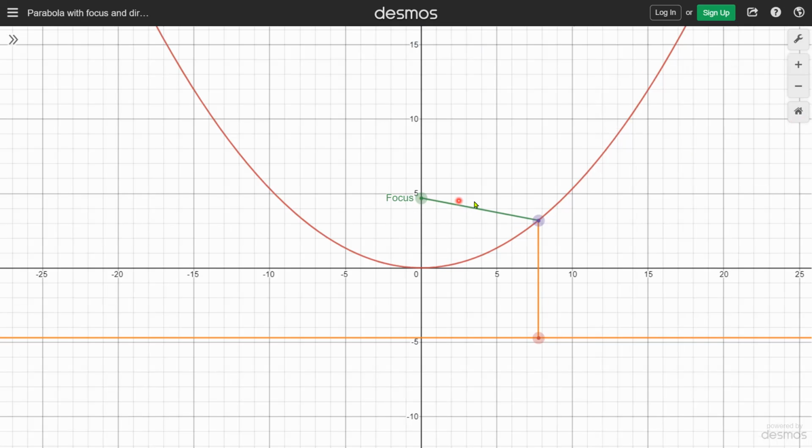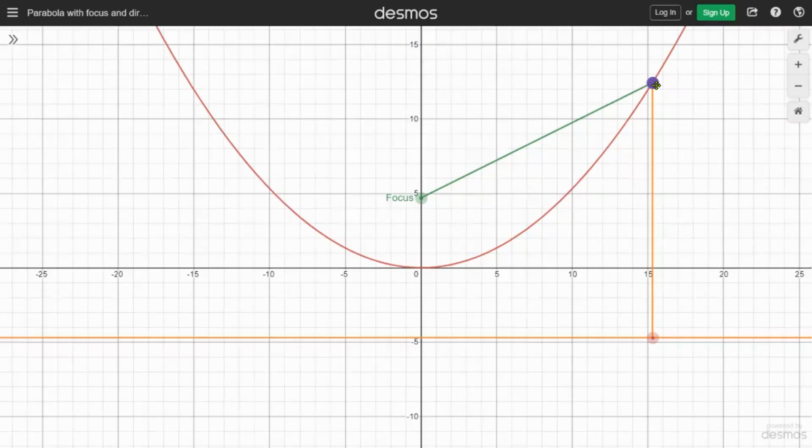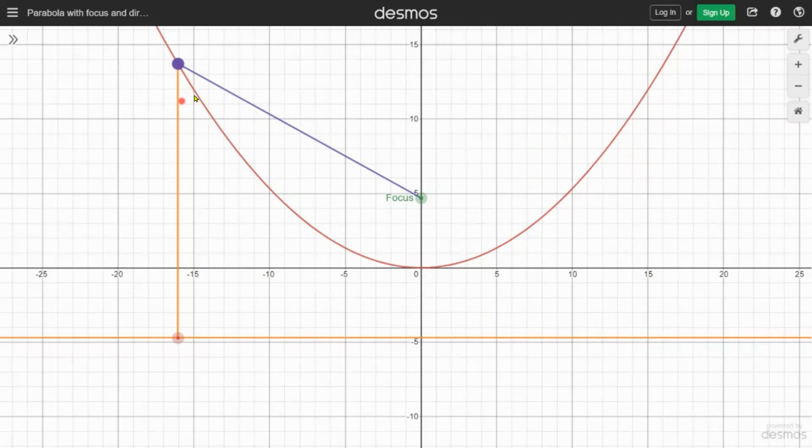You see this line from your focus to a point on your parabola. The distance from here to here needs to be the same as the distance down to this line, which is called the directrix. And as I'm moving, you see that the distance from any point on my parabola to the focus, which is this distance here, is going to be the same as this distance here. Okay, that's by definition how these points get formed.